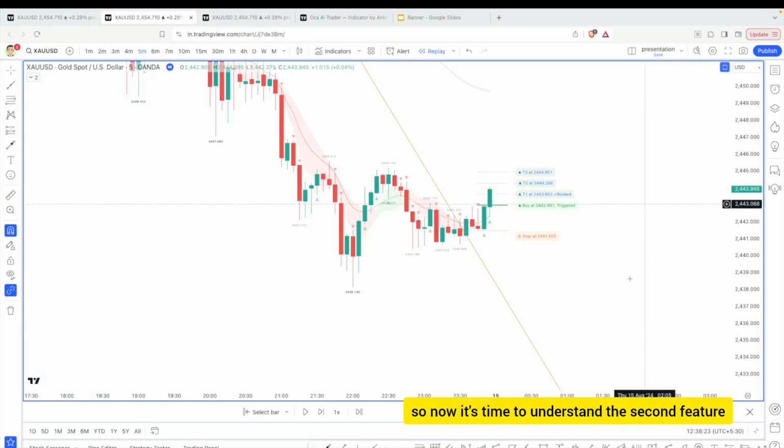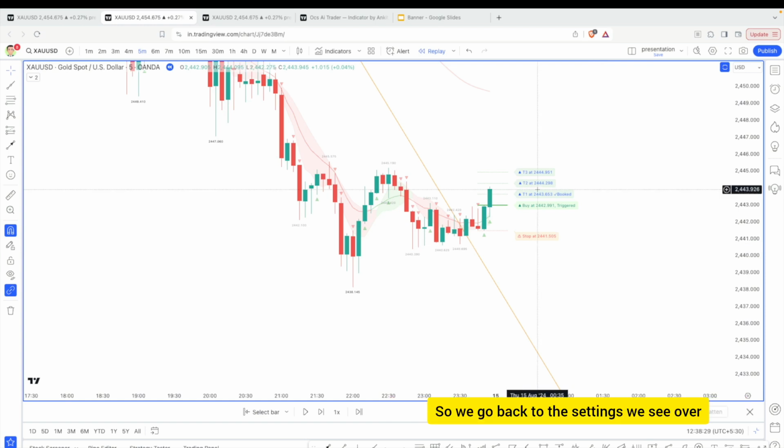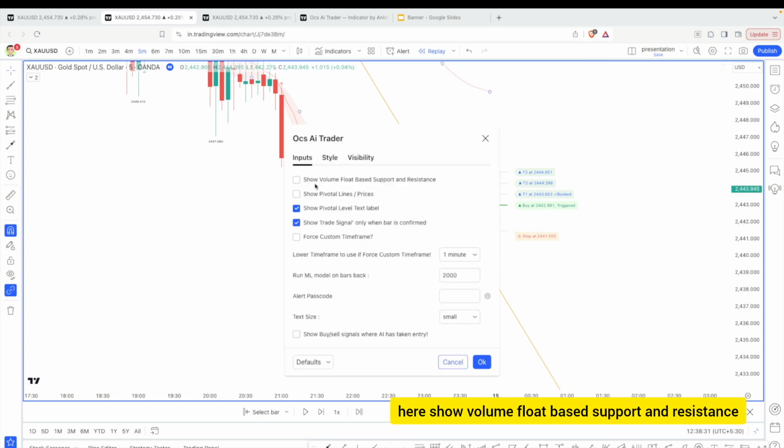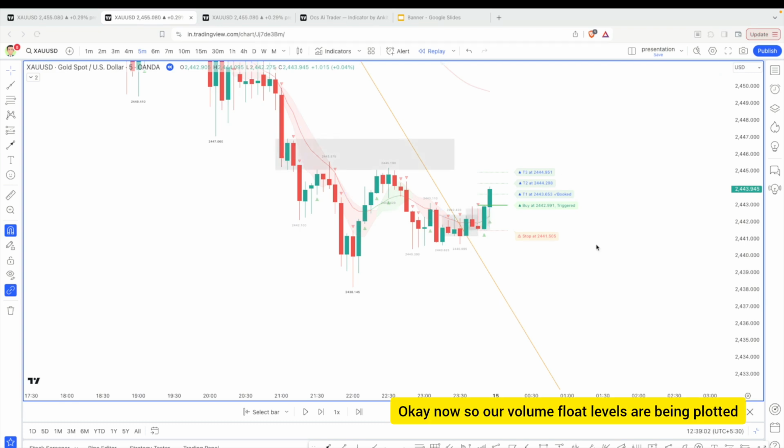Okay, so now it's time to understand the second feature and establish correlation step forward in OCS AI Trader. So we go back to the settings. We see over here show volume float based support and resistance. We just click on this volume float based support and resistance and we wait for the indicator to load. Okay, now our volume float levels are being plotted.